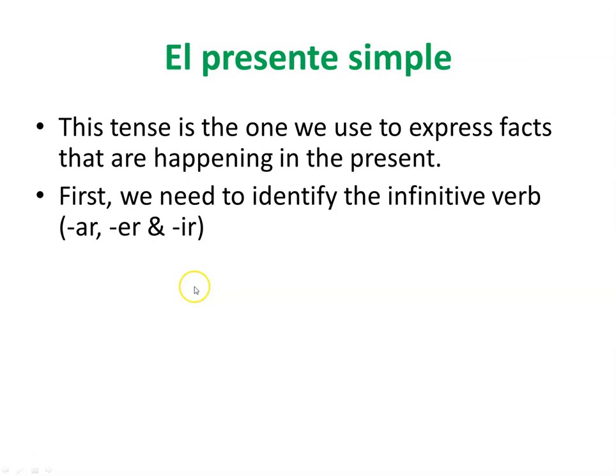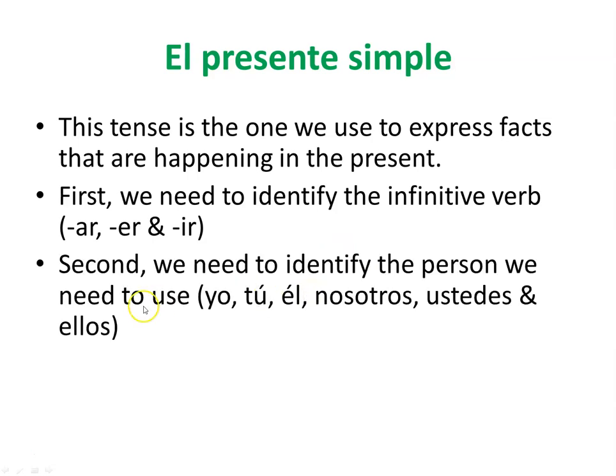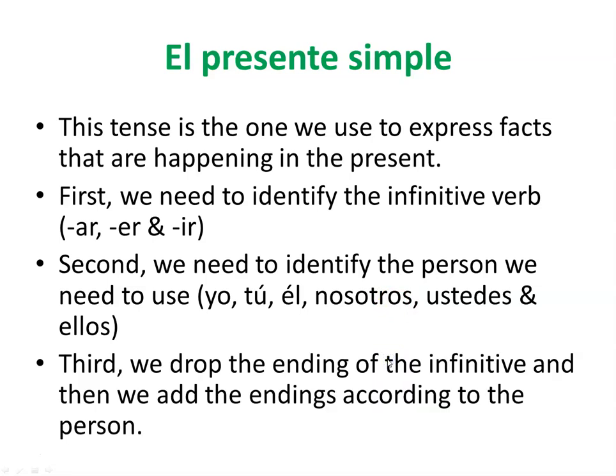First, we need to identify the infinitive verb, okay? So the main characteristic of these verbs in Spanish is the ending. And these infinitive verbs are also the original form of the verbs, okay? Usually the endings can be AR or ER or IR. So, first, we identify the infinitive verb. Then, we need to identify the person we need to use, okay, using the personal pronouns. And then, we drop this ending of the infinitive, and then we are going to add the endings according to the person. So, let's start with the AR verbs.